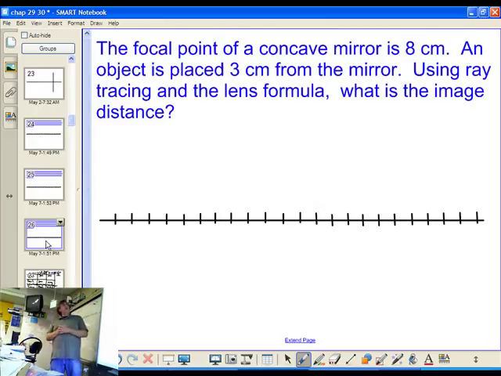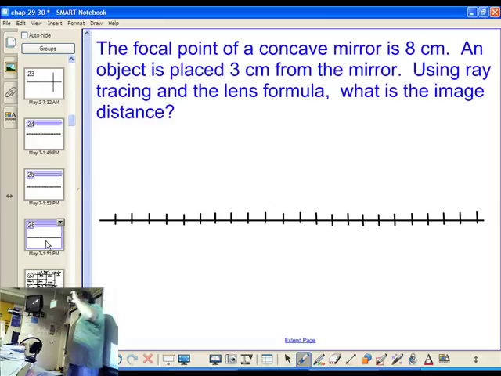So the focal point of a concave mirror, so this is a converging mirror, a concave mirror, is 8 centimeters. An object is placed 3 centimeters from the mirror. Using ray tracing and the lens formula, what is the image distance? Now we have to think, since the object distance is less than the focal distance, this is going to be what kind of image? Virtual. It's going to be a virtual image.